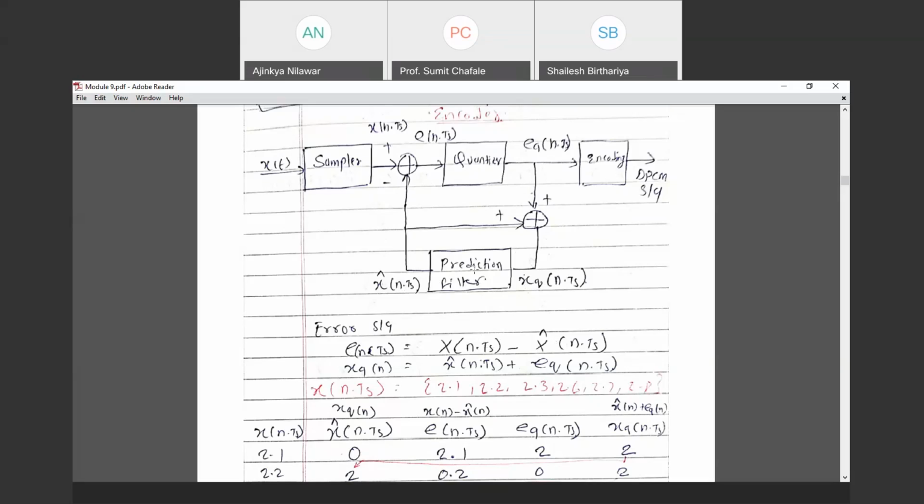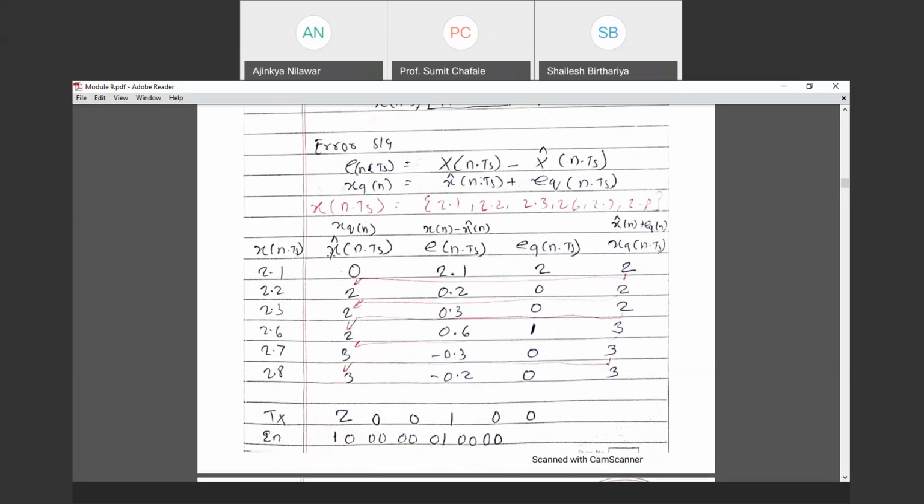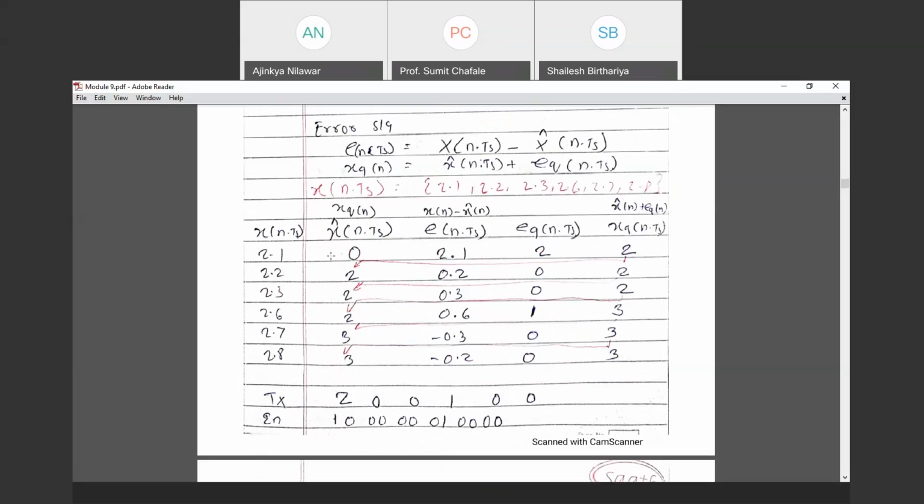That means the quantized signal we are providing to the prediction filter, whatever output is there, comes from the quantizer and prediction filter. So my error is original signal minus this: X of n minus X cap of n, and EQ of n. You can use any representation for this. I am giving you a direct example of what exactly happens inside the diagram.